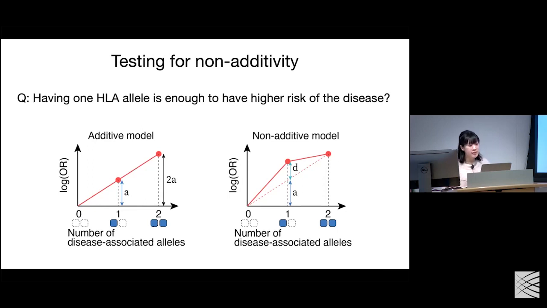However, if we think about the biology of the HLA, having just 1 allele or 1 type of HLA protein structure on the cell surface might be enough to cause a risk of disease, like autoimmune diseases. In that case, it will follow the non-additive model on the right, or a dominant model, where there is a deviation from the linear relationship between the dosage of the disease-associated allele and the log-odds ratio, and there is an additional contribution D at the heterozygous genotype.